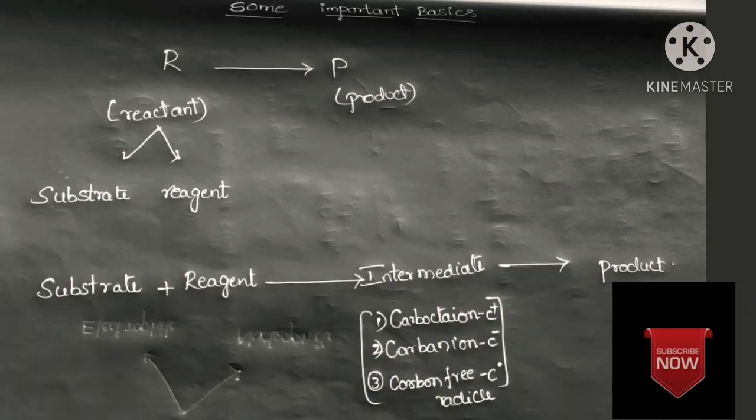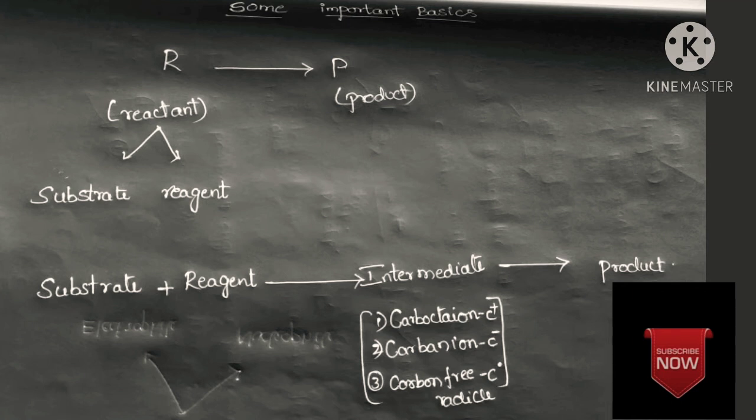Before we discuss this topic, I want to teach you some important basics. Reactants react together to form products. The reactant has two parts: the substrate and the reagent. The substrate and reagent react together to form products.